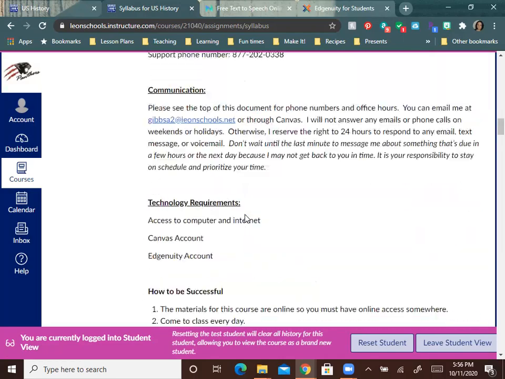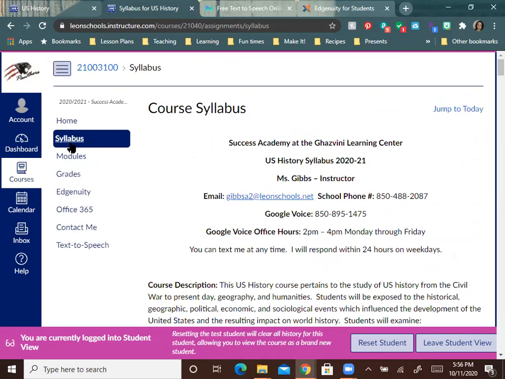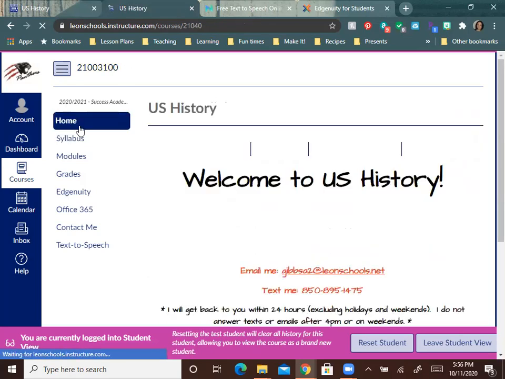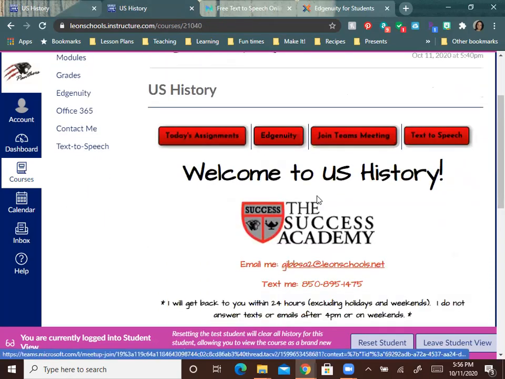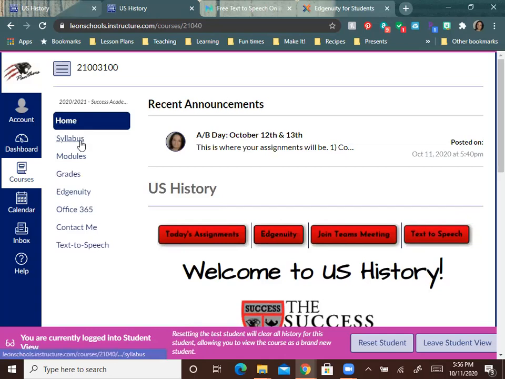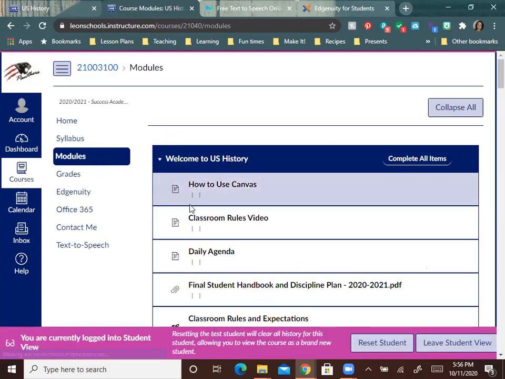Let me scroll all the way back up. And again, this is found under syllabus, so it's directly under the home tab. So if you click home, you come back to this main page. Syllabus, I just showed you. If you click modules, it shows you our whole course.